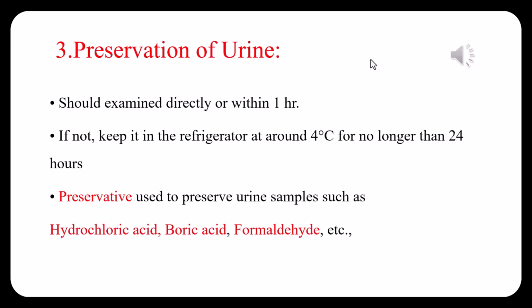We have some chemical components that are used for preserving urine, which are very important, and you should memorize them: hydrochloric acid, boric acid, and formaldehyde. Boric acid is the most important preservative used to preserve a urine sample. So don't forget it and focus on it. It is very important to know the preservatives that you use for the urine sample: hydrochloric acid, boric acid, and formaldehyde.